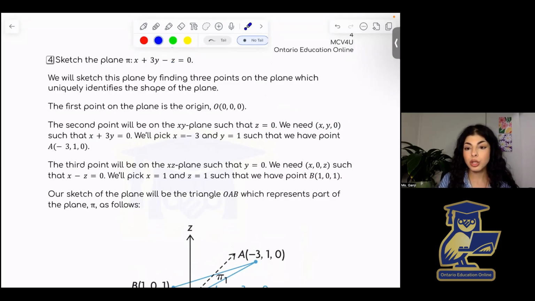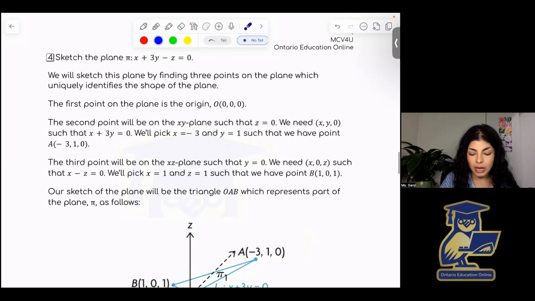So here you have your choice of x and y to pick, and go with the simplest option. So if x is -3 and y is equal to 1, then -3 plus 3 is equal to 0. So then you have the point -3, 1, 0. For example, you could have also done x is equal to -6 and y is equal to 2, and that still would have been a point as well.